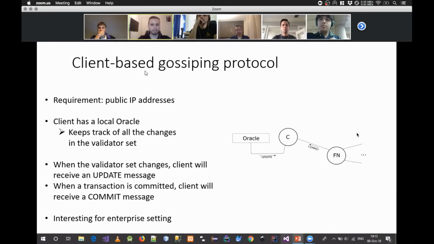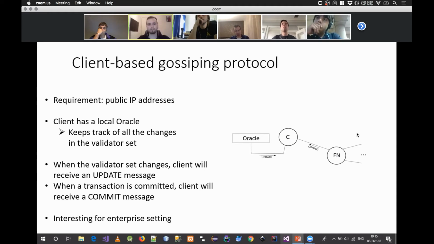The first one is a client-based gossiping protocol. The client-based gossiping protocol basically has an idea where a client has the main role when disseminating or gossiping data about the transactions it wants to have executed and stored in a blockchain. So a client locally keeps track of two sets, the current validator set and the set of uncommitted transactions. Whenever a client wishes to have its transaction processed by the network, it merely has to send that transaction to everyone in the current validator set.